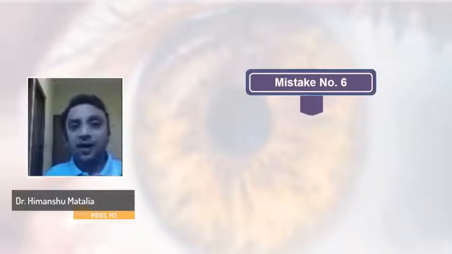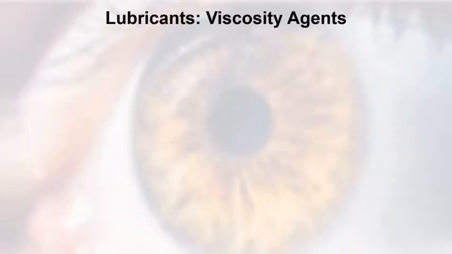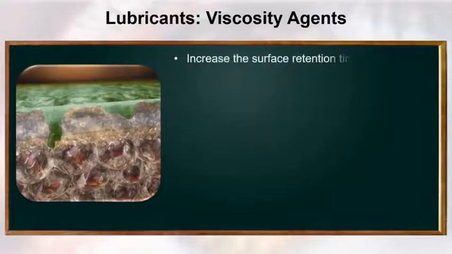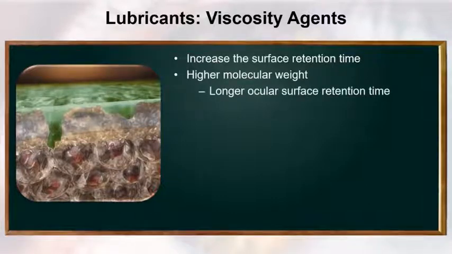Mistake number 6: higher viscosity, better the lubricant. And this is something which we love to talk about. Whenever we talk about lubricants, we talk about the viscoelastic agent, but that's just one part of the lubricant. What does a viscoelastic agent do? Well, it increases the surface retention time. Higher molecular weight will lead to longer retention on the surface, but as I discussed earlier, there are many other reasons why it should or should not stay on the surface.